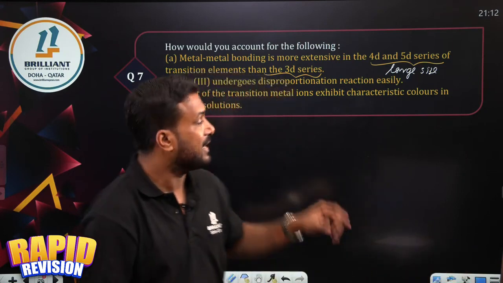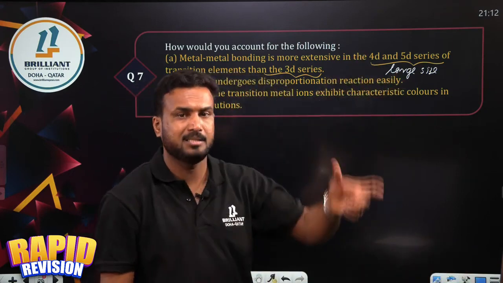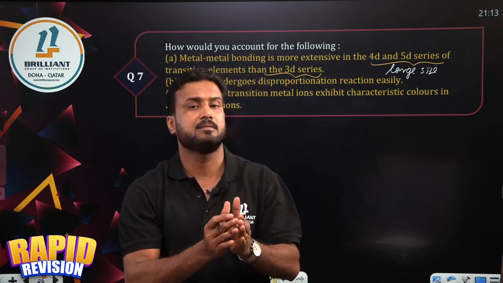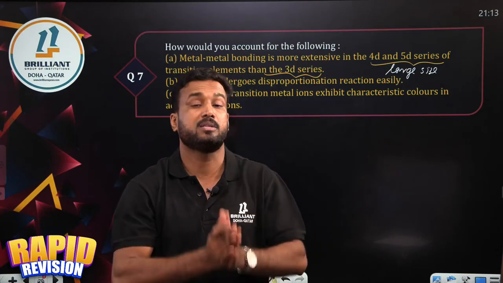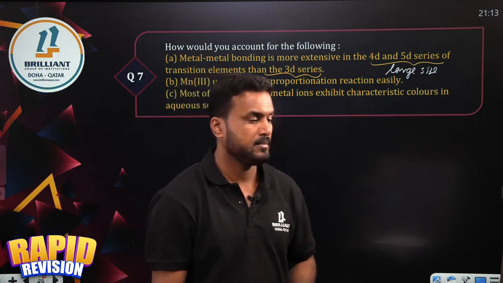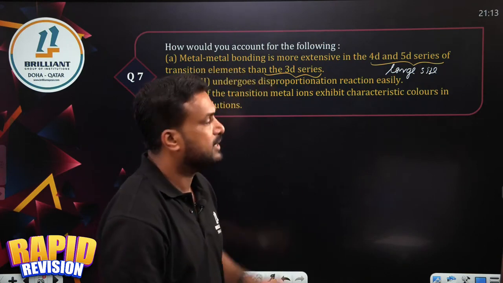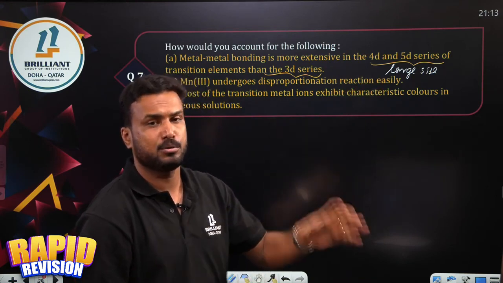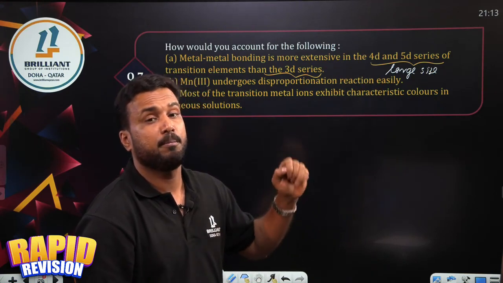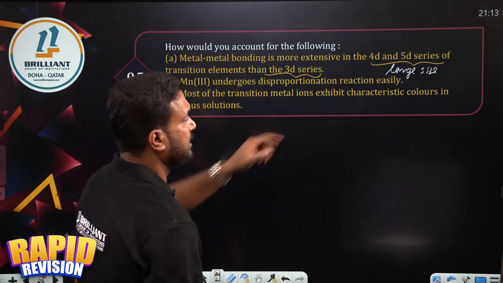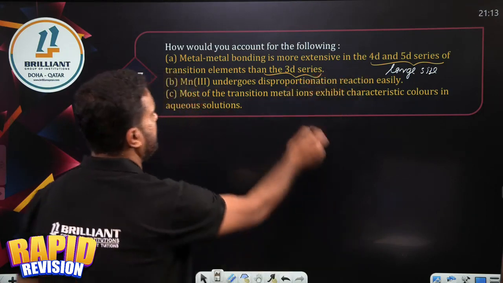The correct answer is that 4d and 5d have larger size or are more exposed to space. Either way you can tell. And the valence electrons are loosely held by the nucleus, so they can form more frequent metal-metal bonds. Poor shielding effect is also why electrons are loosely held. In 4d and 5d, electrons are loosely held, therefore they form more frequent metal-metal bonds. Due to larger size, they have more frequent metal-metal bonds than 3d.